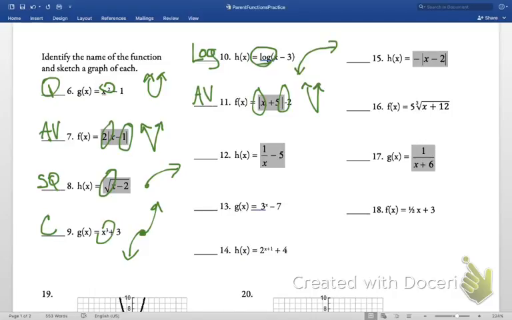Okay. Number 12, I have x in the denominator. Rational is fractional. So that's my rational function. Remember, rational function has the 2 curves that don't meet.